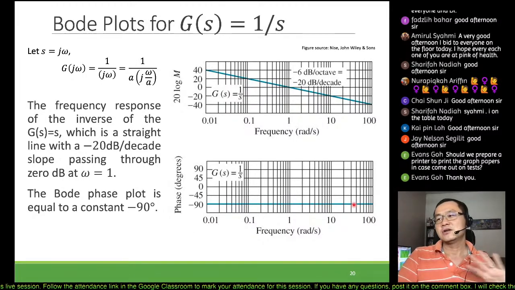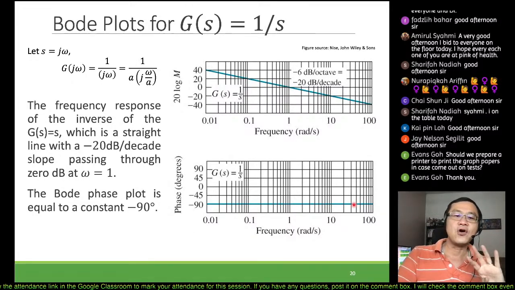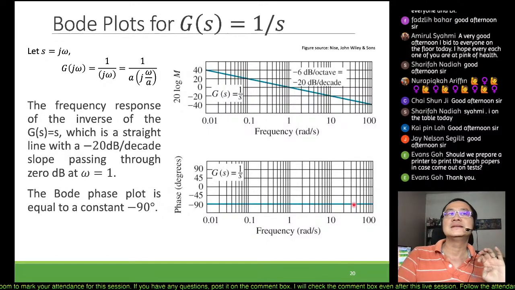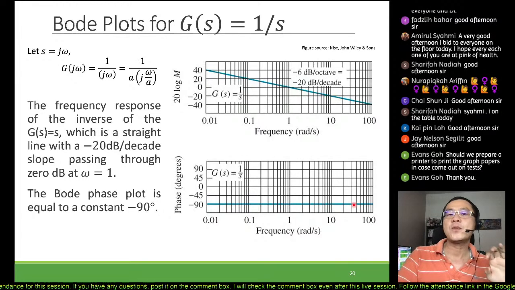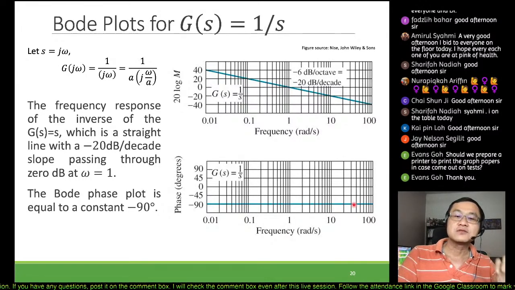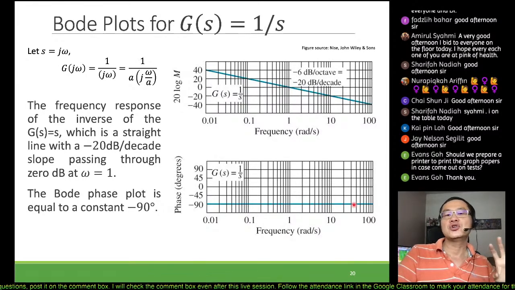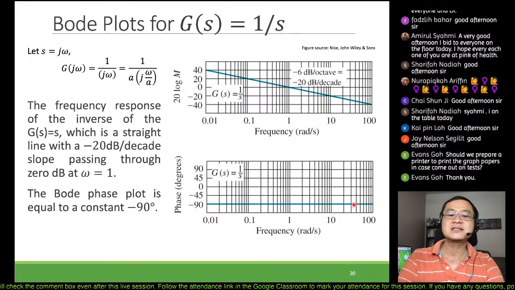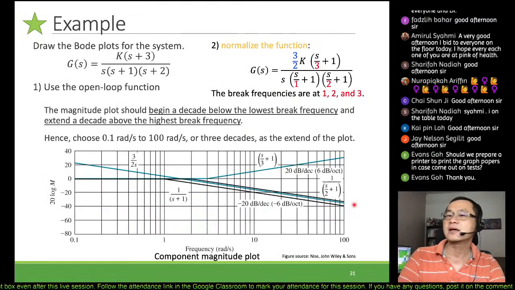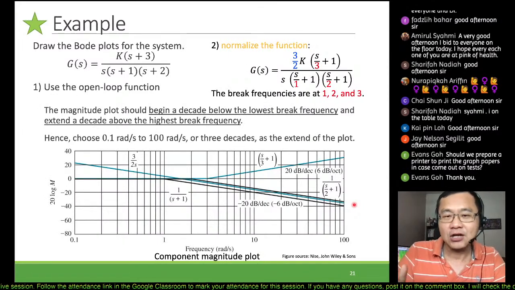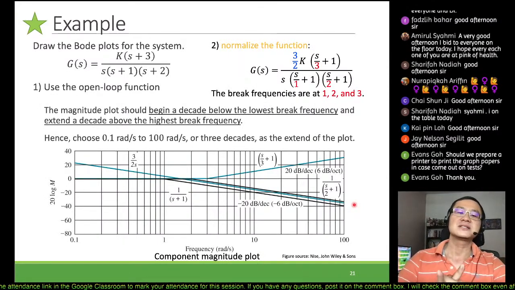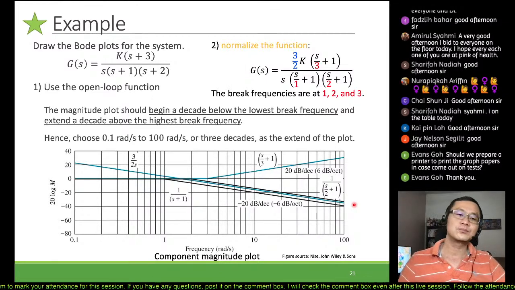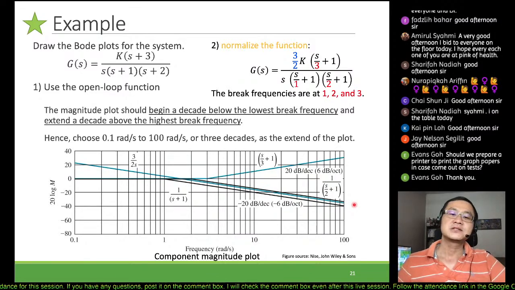Okay, so for the time being, we have only four familiar forms of transfer functions where you know how the magnitude plot as well as the phase plot will look like. Based on that knowledge, we will start to see how we can apply it to solve or to draw for these transfer functions.